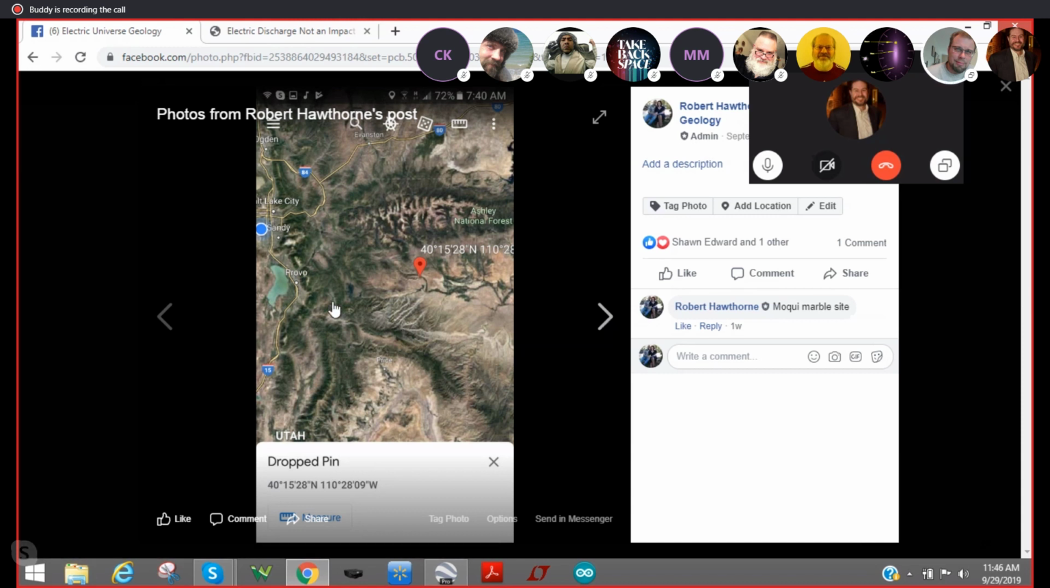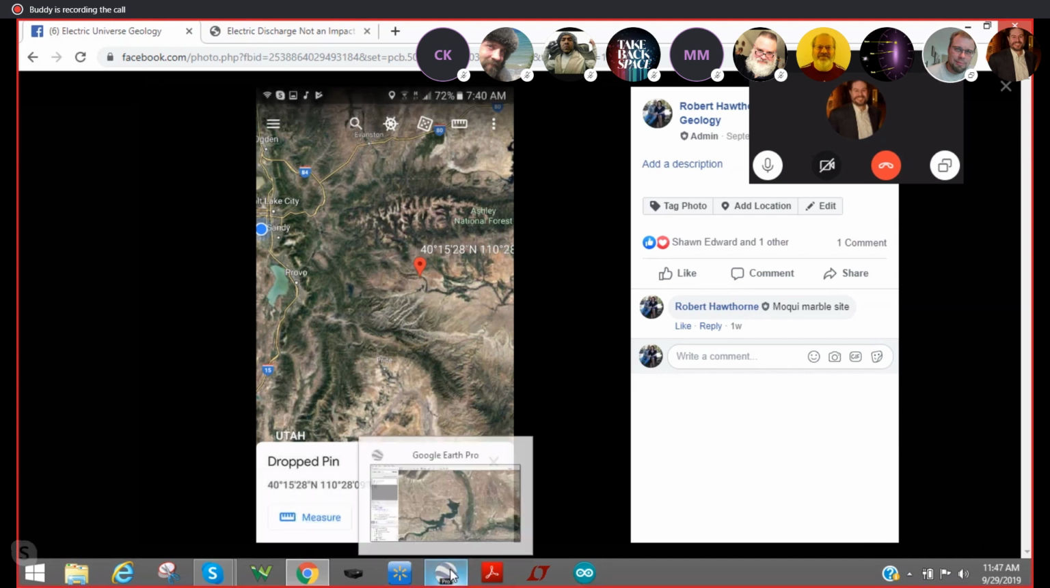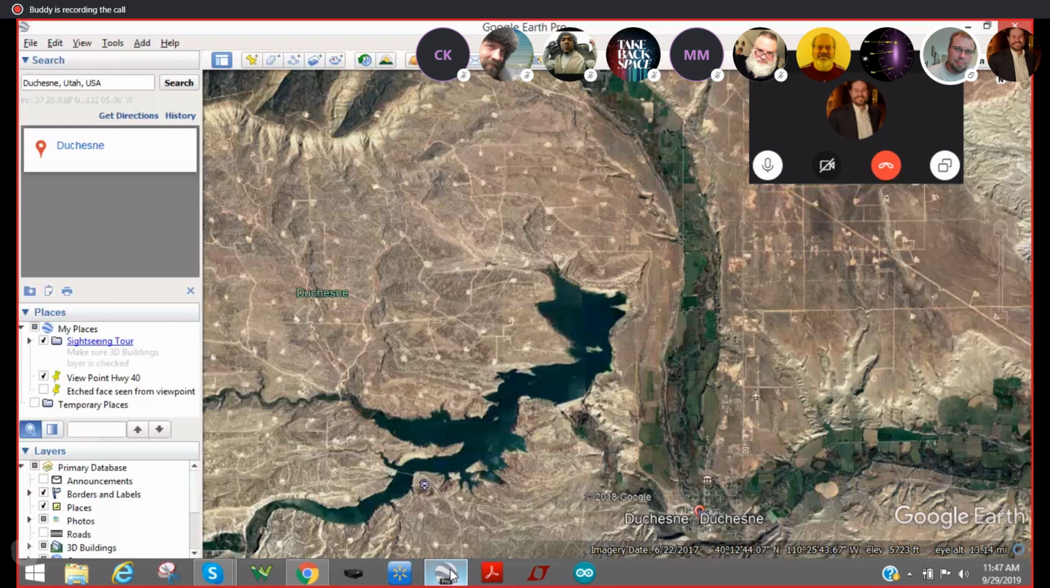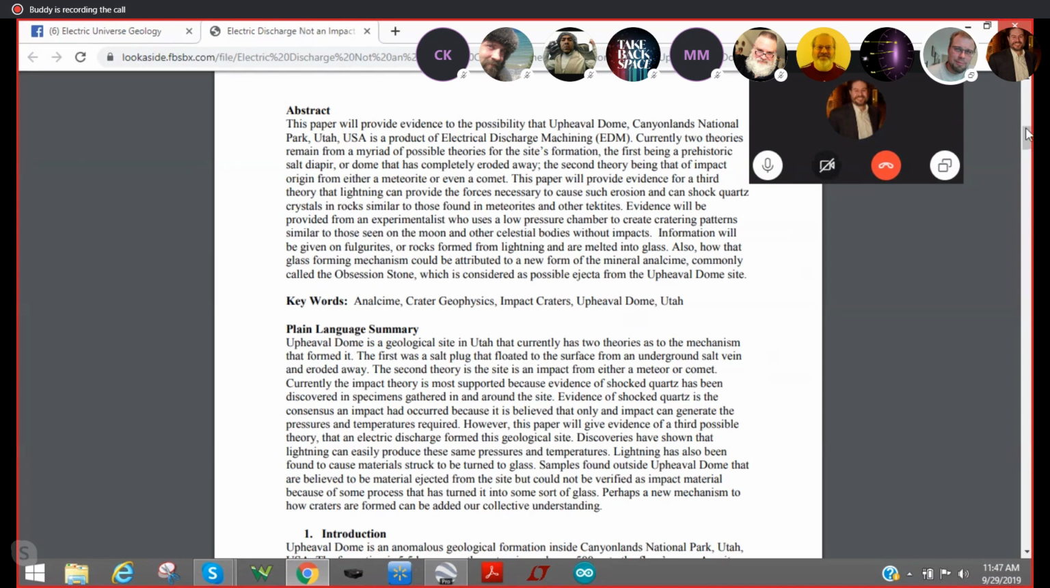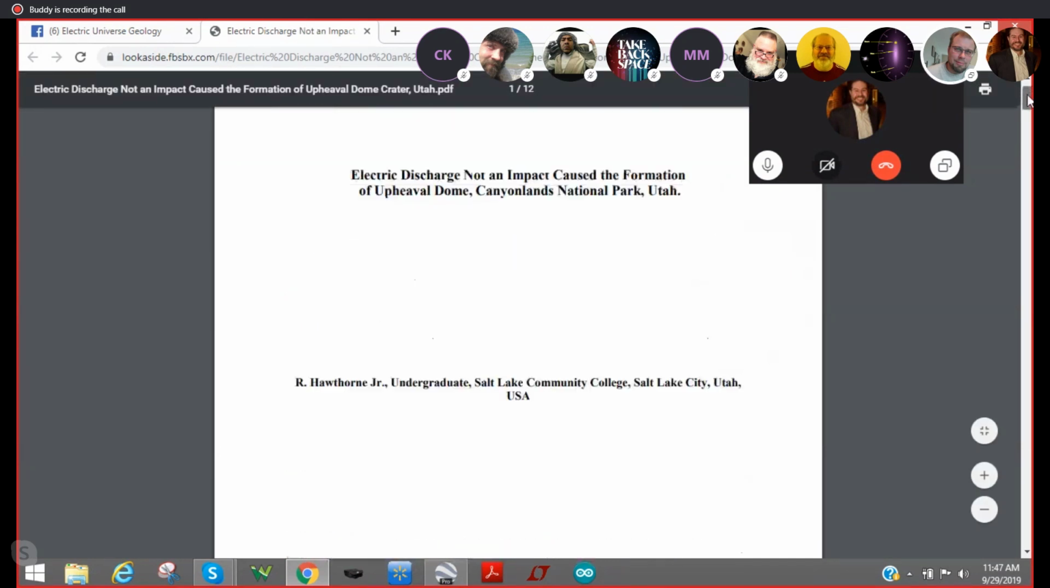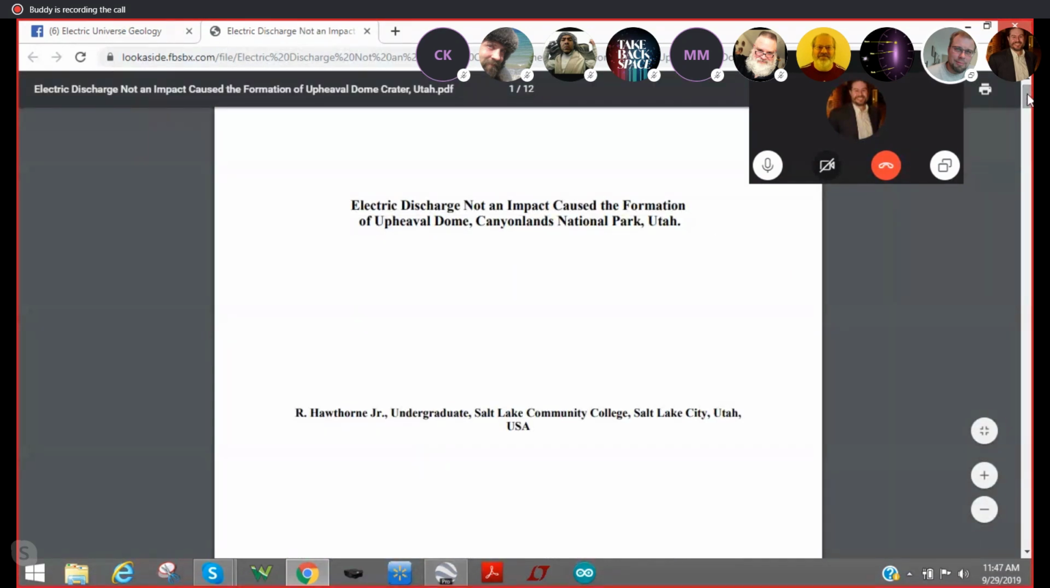Anyway, go on. Yeah. And then this, I believe, was the Moki Marble site. I'll go into that from this site here, because I have it on. This is Duchesne, Utah. Weren't we going to start with your paper first? Oh, if you want to start there, yeah. I think Matthew said we should start with your paper. I got sidetracked there for a second. We got so sidetracked. Okay, well, now we've broken our mental thing.